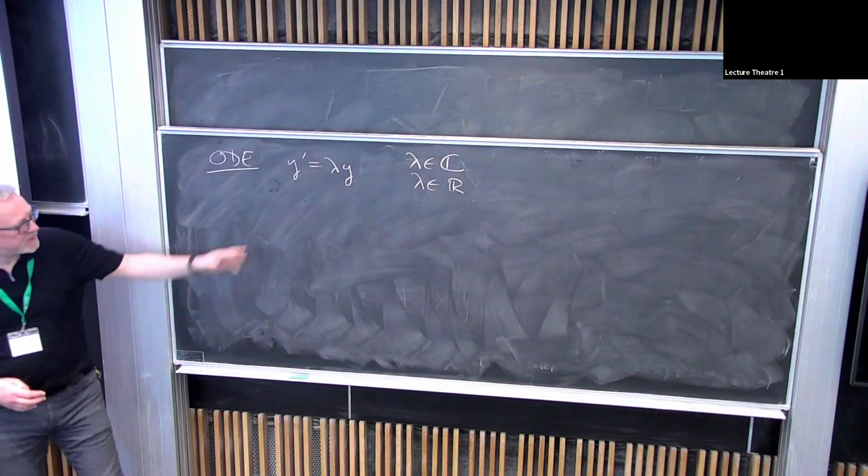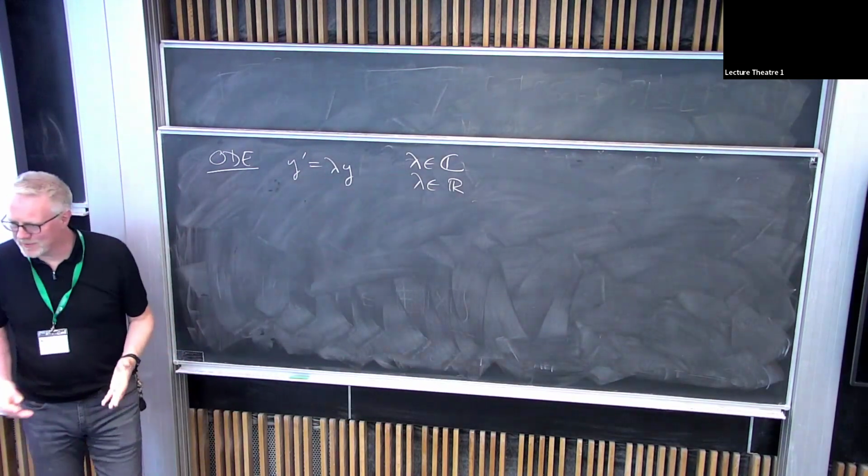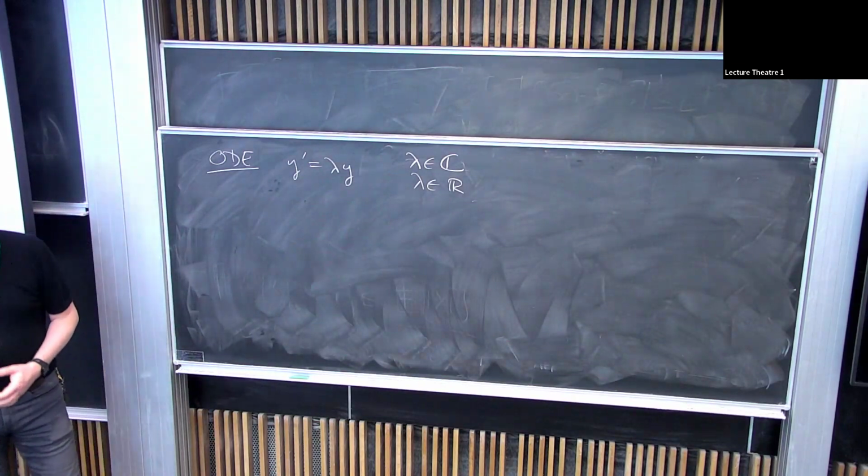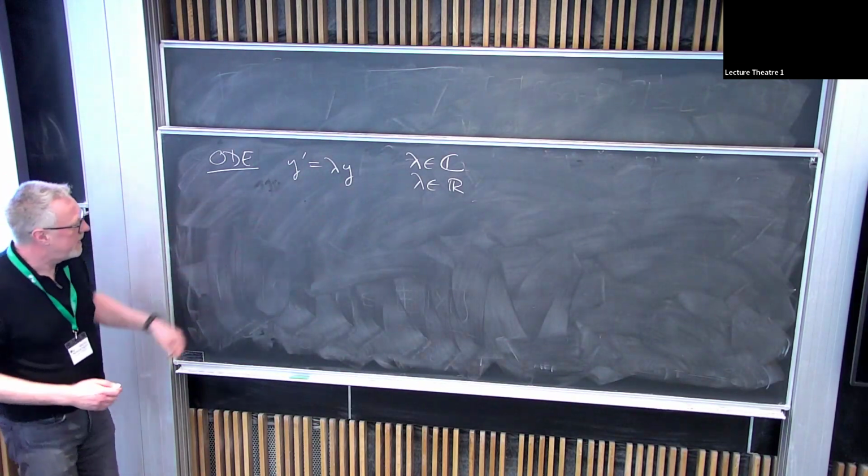Once you allow lambda to be complex, a whole world of complex analysis comes in, looking at things like Runge-Kutta stability regions. There's lots of nice maths comes in as well. Okay. So what happens when we apply Euler?